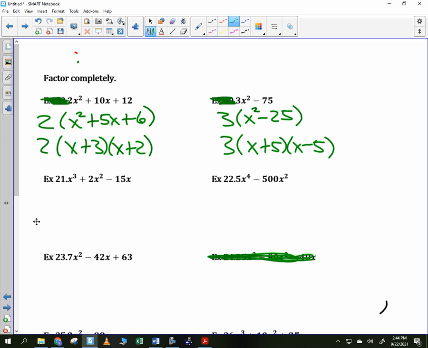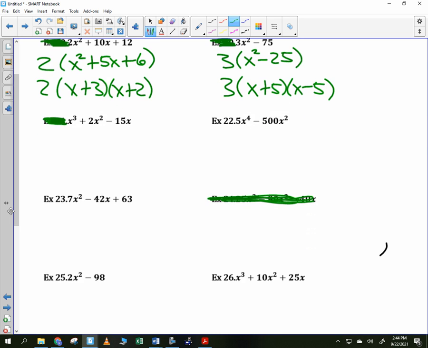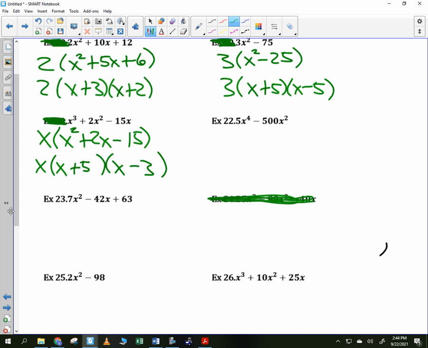I'll do one more, then you'll do the last 4 here, okay? What's the common factor in this problem? Take out the x, you've got x squared plus 2x minus 15. Two numbers that multiply to negative 15 that add to 2. It'll be a plus 5 and a minus 3. Yep, good job. So I want you to do the ones that are left right here. There's 4 of them.